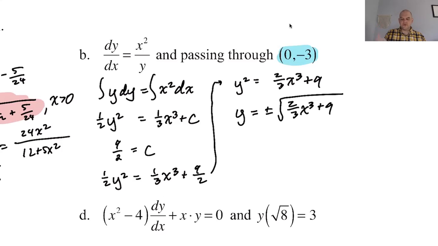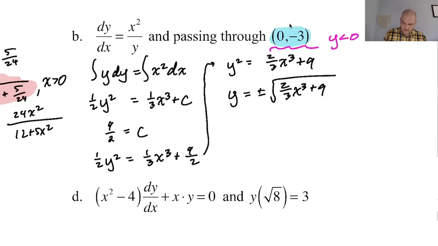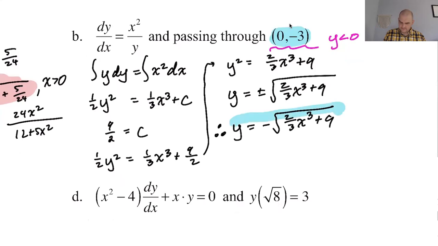But look at our initial condition. Our initial condition has y less than 0. So to finish this problem, we need to choose the branch that would allow y to be less than 0. Well, I'm going to say y, therefore, is the negative of the square root of 2/3 x cubed plus 9. I believe that is our final answer on that.